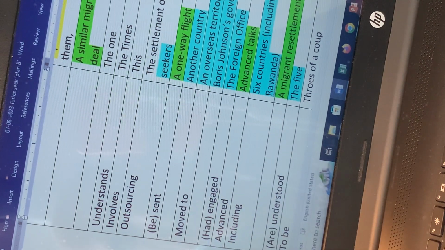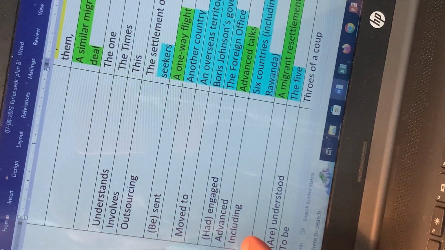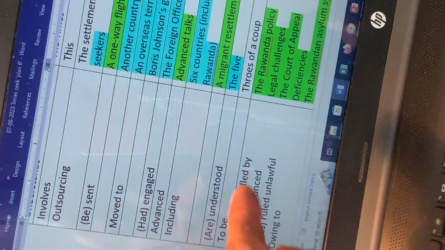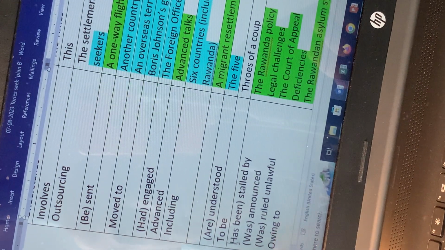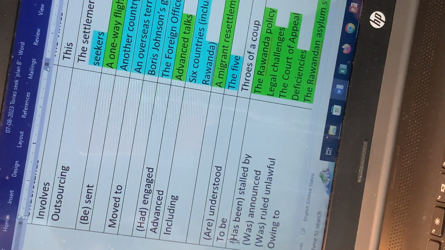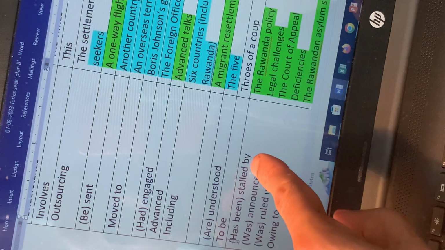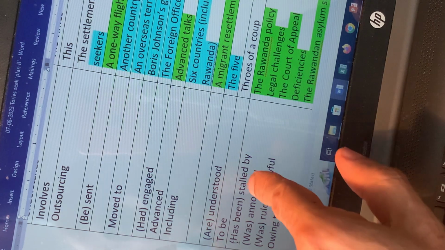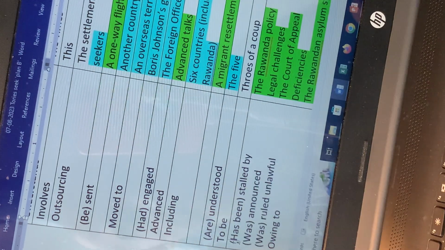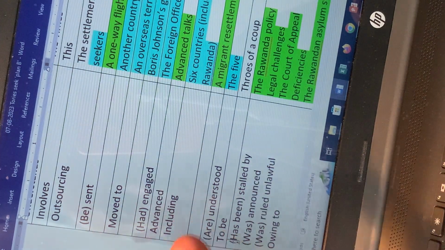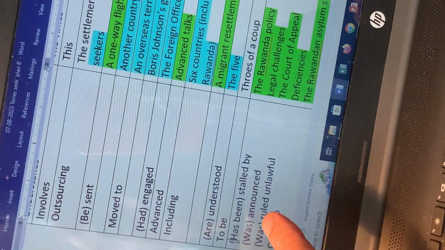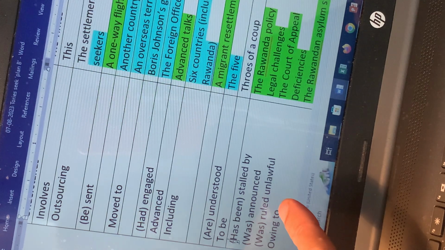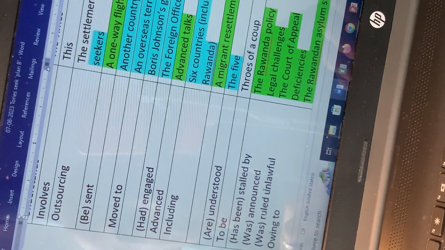Advanced talks, including, are understood to be, has been stalled. Stalled comes with by, of course, and whenever there is by, we always bring what comes after the by, for example whoever has stalled it, we just put them as a subject so we will not have a passive voice, we will have an active voice. Was announced, was ruled unlawful. Unlawful, of course, is not a verb.